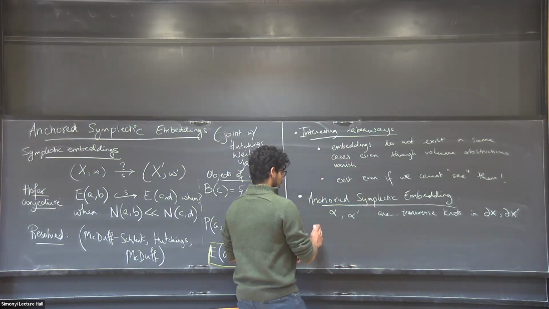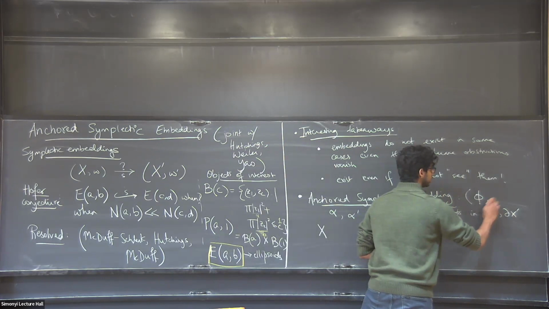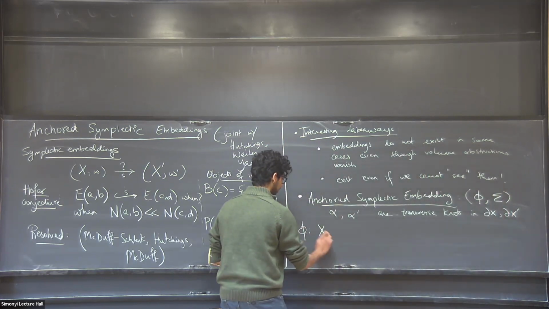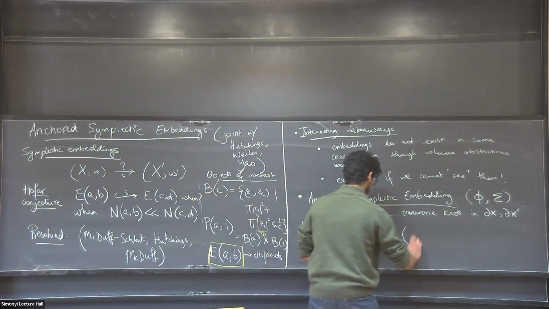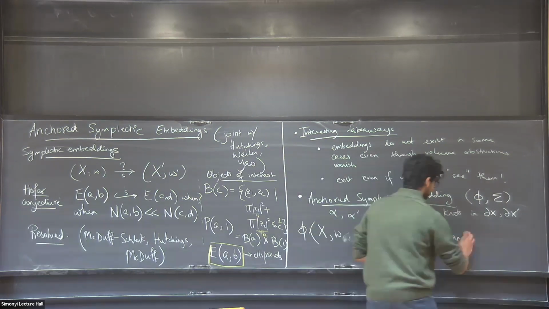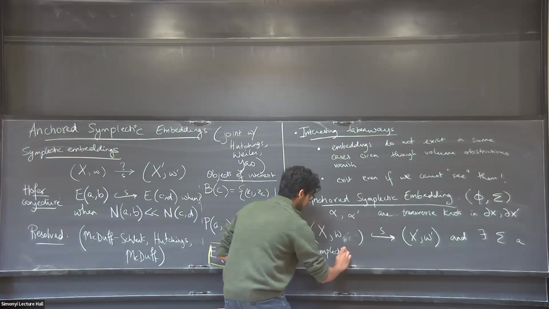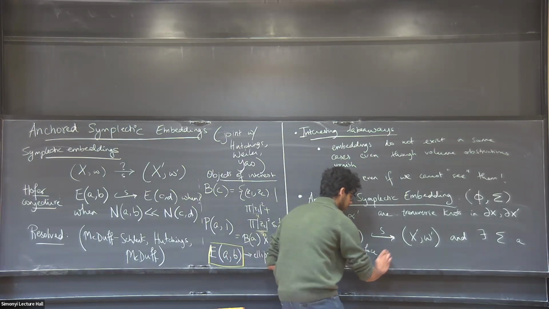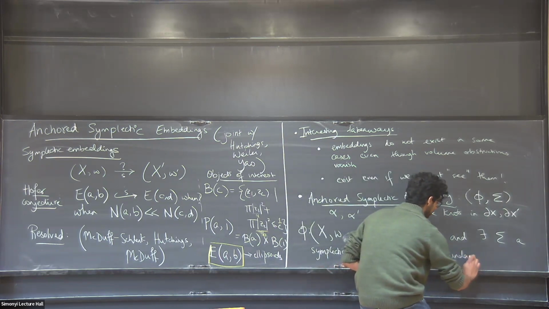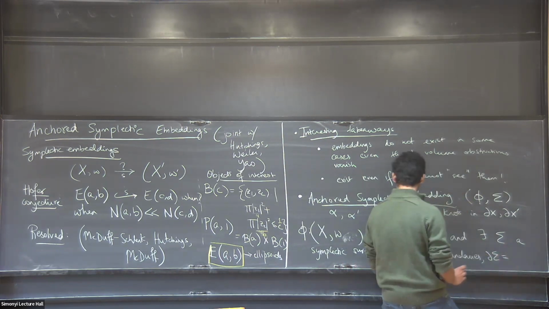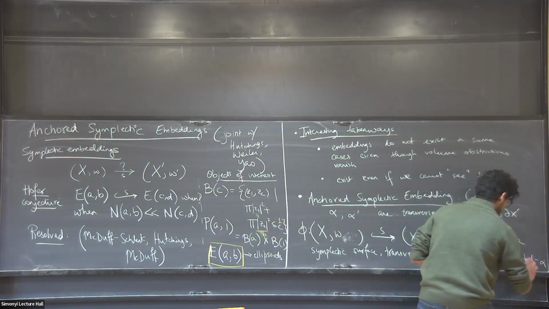An anchored symplectic embedding is a pair such that phi is a symplectic embedding, and there exists sigma, a symplectic surface transverse to the boundaries, such that the boundary of sigma is alpha union minus alpha prime.